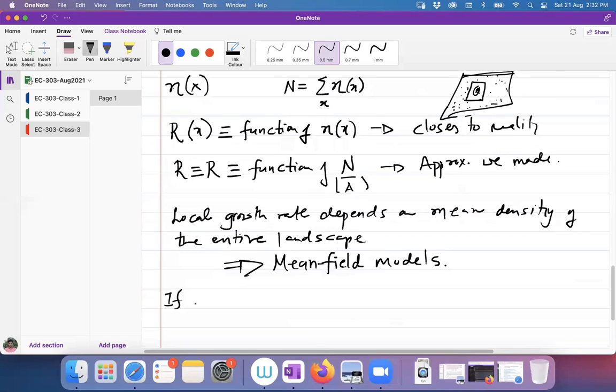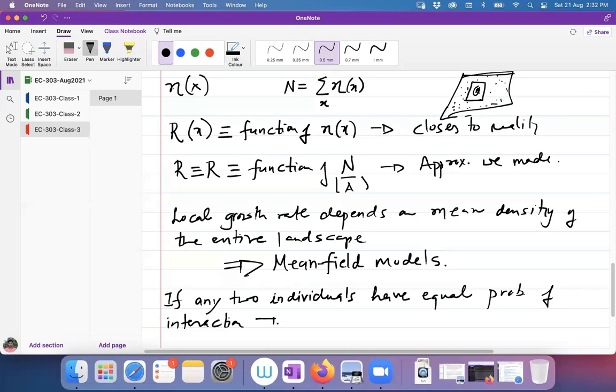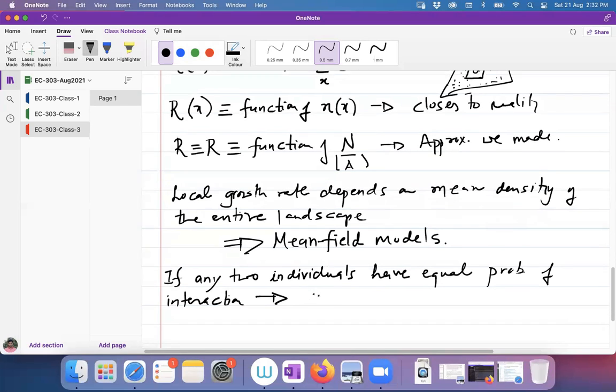If any two individuals have equal probability of interaction, then that's when the mean field approximation holds true, and therefore we call them well-mixed models. And the well-mixed model name also comes literally from the way people used to do experiments.